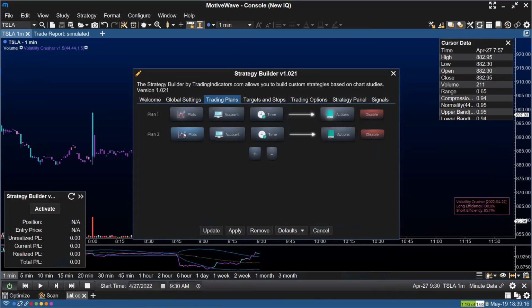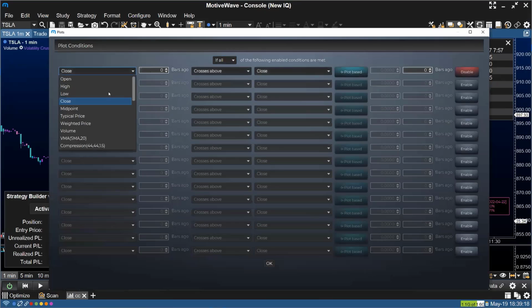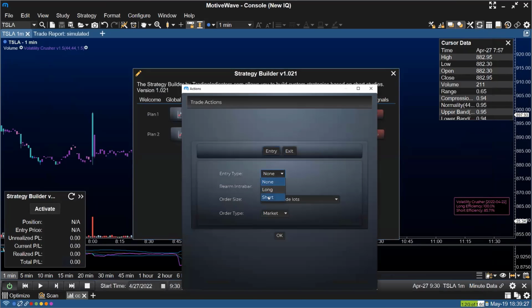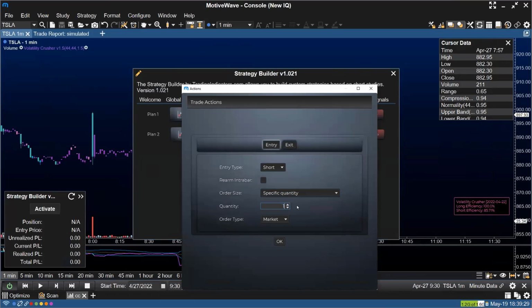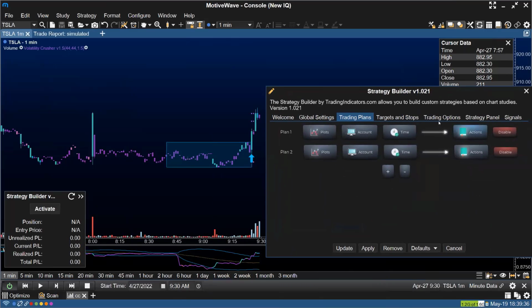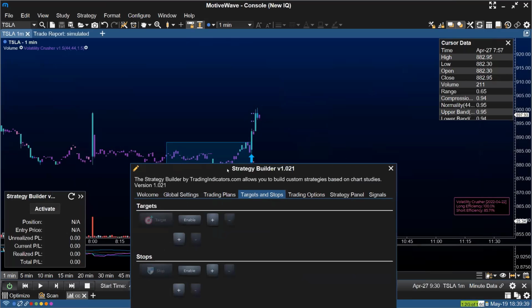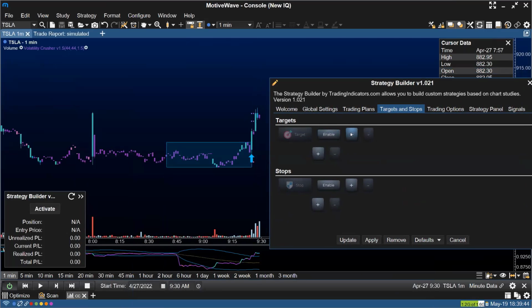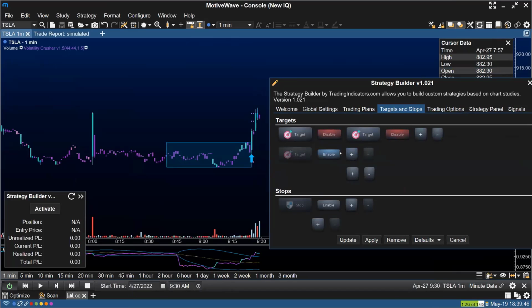Okay. And similarly, for our short entries, if we have a short entry alert 0 bars ago, and the value is greater than 0, then we have a short entry for 100 shares. So the entries component of our strategy is already complete. We just need to move on to the targets and stops now. So we need to have 4 targets and 2 stops. 2 targets for our long trades and 2 targets for our short trades.